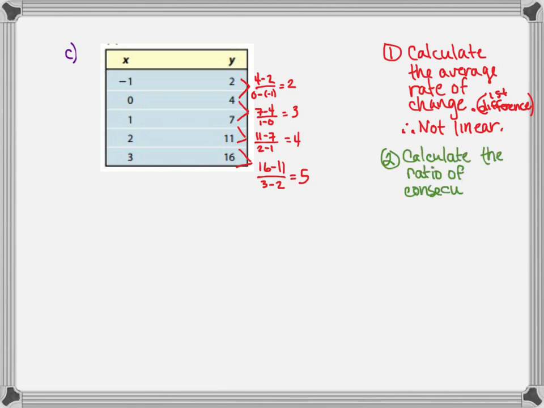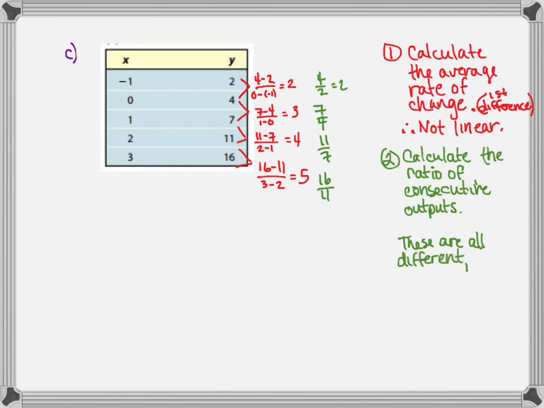Now let's calculate the ratio of consecutive outputs. Okay, we've got 4 over 2, which is 2. 7 over 4, which is 7/4, and then 11 over 7, and then 16 over 11. These are all different, so this is not exponential.